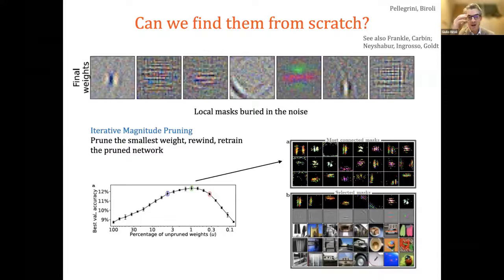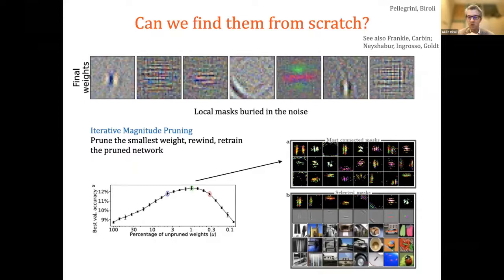And so, to try to answer the question, can we find them from scratch, we try to make a connection with a technique called iterative magnitude pruning. What you do is you take the weights after training, you prune the smallest weights, then you rewind: you restart the dynamics from the initial condition for the weights that survived the pruning, and you retrain. And then once you have trained the pruned network, you do it again, and then you do it again.